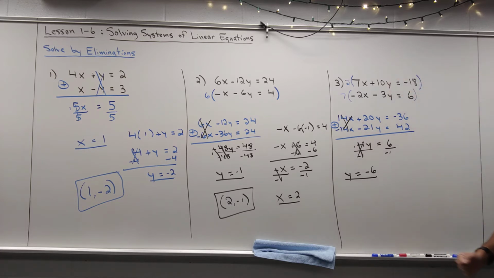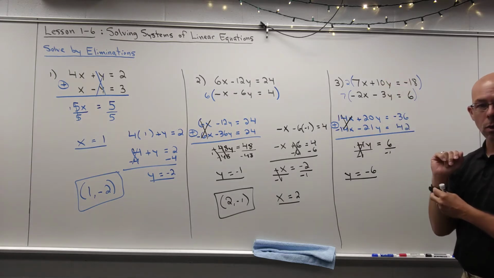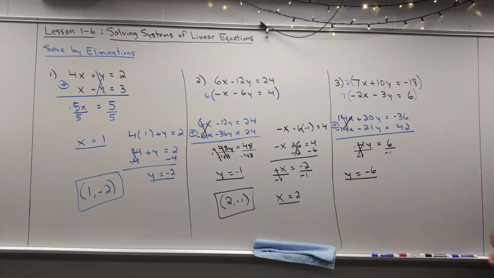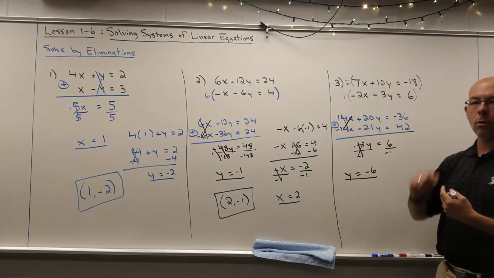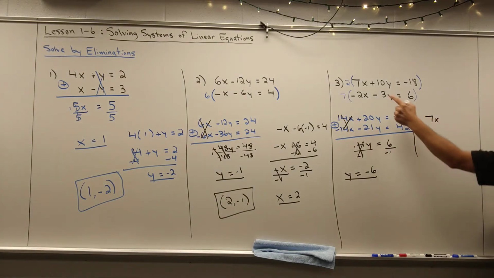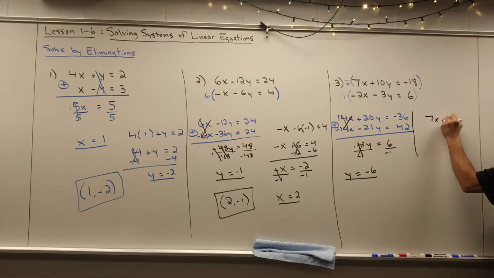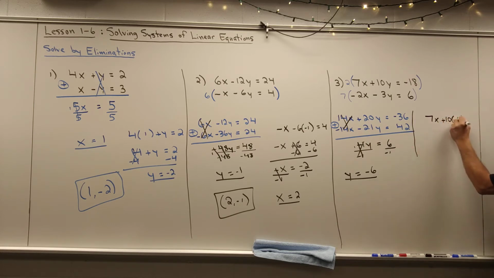I'm going to take the top one. The numbers are bigger, but they're a little more positive in terms of the x and the y, and I like that. It just doesn't really matter; picking either equation is fine. So I'm going to take the top one, which is 7x plus 10 in place of that y, negative 6 equals negative 18. And solve this out.